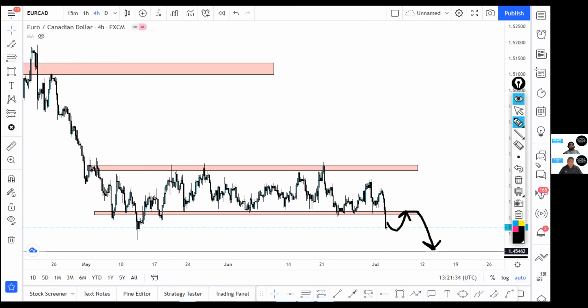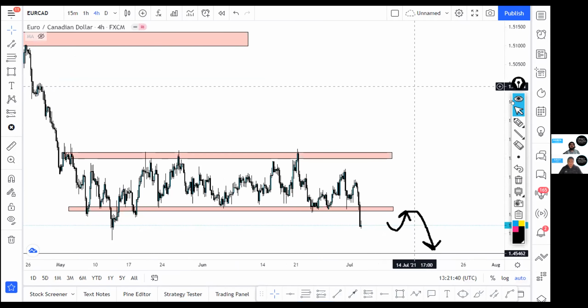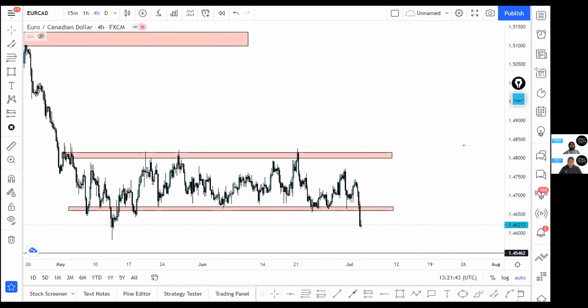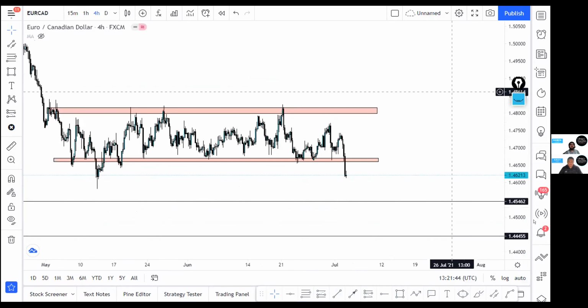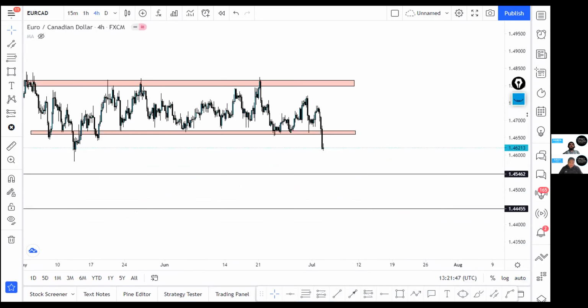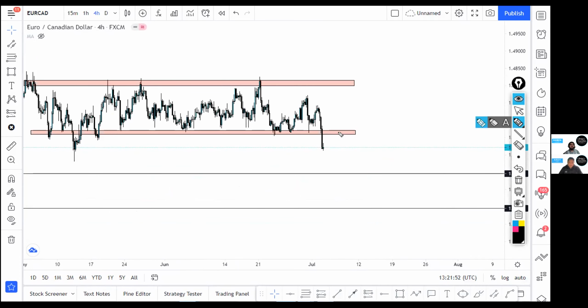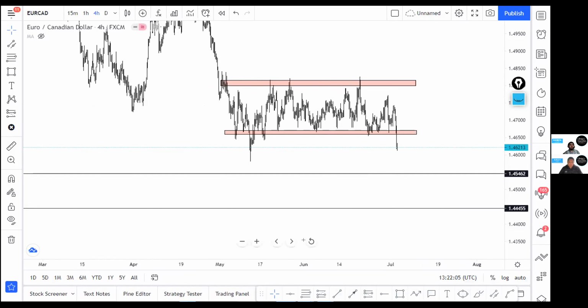1.4546 area, and the next downside target will be 1.4445. So continuation to the downside on this area. First target will be here, and if we get a break and a retest of this area, we will probably be seeing Euro Canadian moving to the downside. So this is for Euro Canadian.